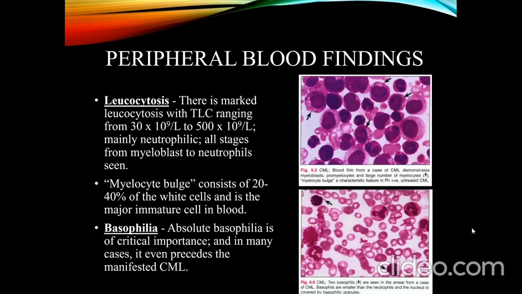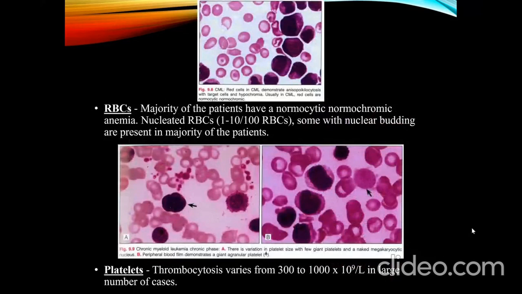As we can see in the first picture here, myelocyte bulge has been indicated. All the black arrows are indicating myelocytes. Myelocyte bulge is a characteristic feature in Philadelphia positive untreated CML. Next feature is basophilia. Absolute basophilia is of critical importance, and in many cases it even precedes the manifested CML. As we can see in the second picture here, two basophils have been marked, and they are seen in the peripheral blood smear. Basophils are smaller than the neutrophils, and the nucleus is covered by basophilic granules.